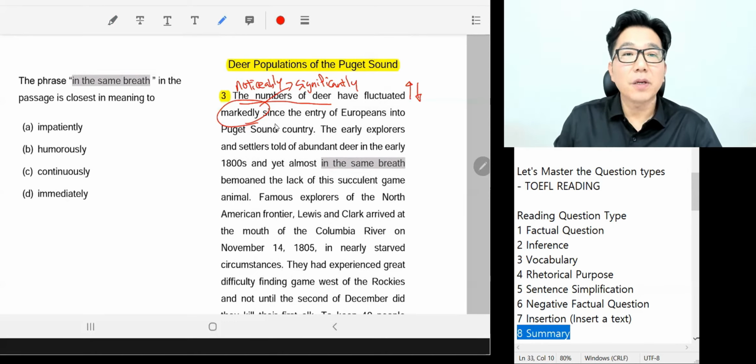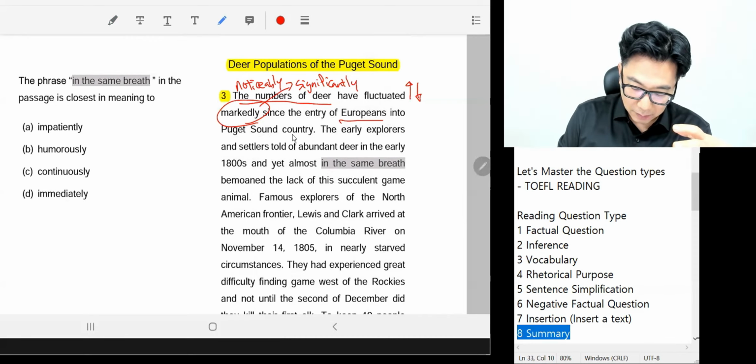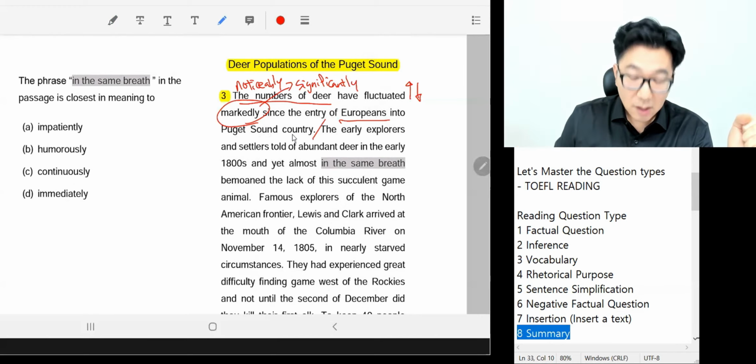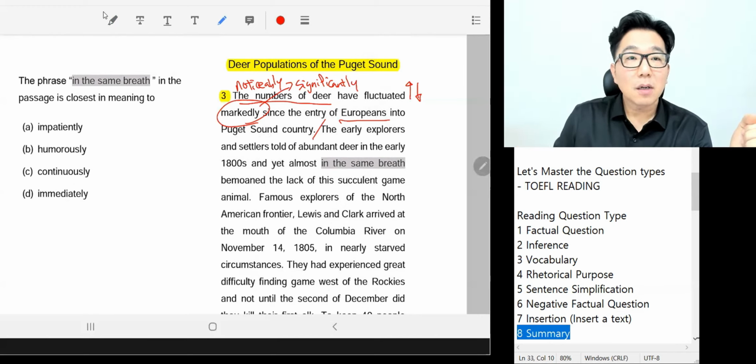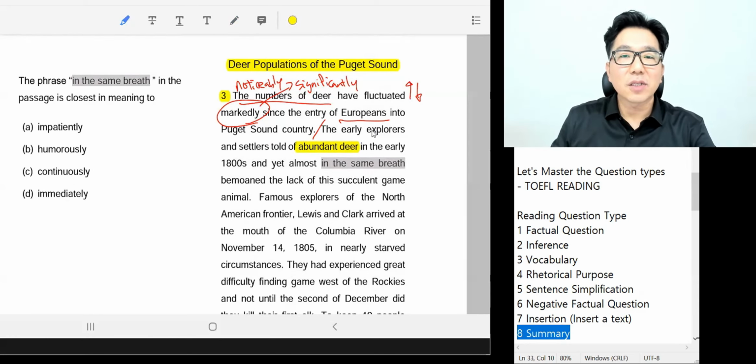Since entry of European into the Puget Sound country. So after Europeans came into the Puget Sound, the population of deer has been going up and down, right? Why? What happened? The early explorers and settlers told of abundant deer. So, early explorers said, wow, great. There are so many deer, okay?